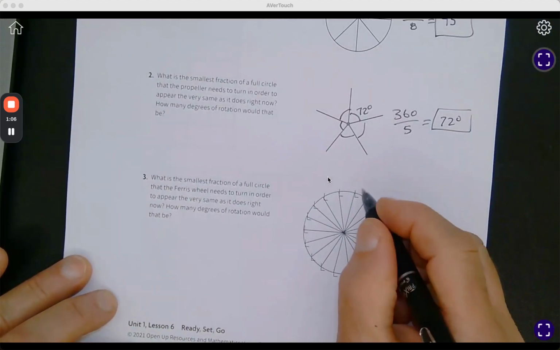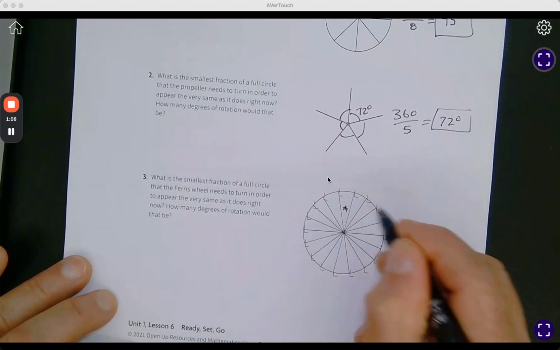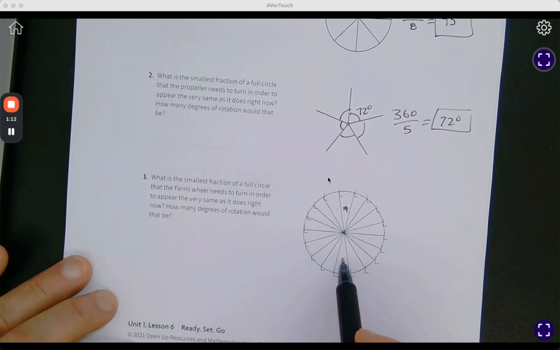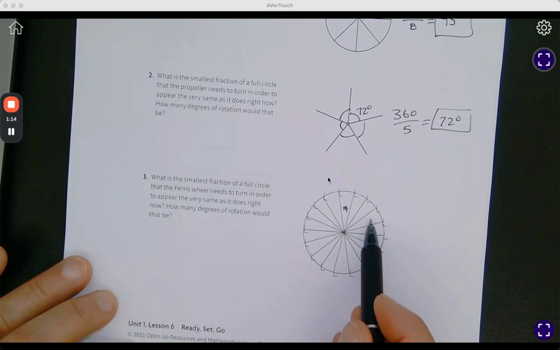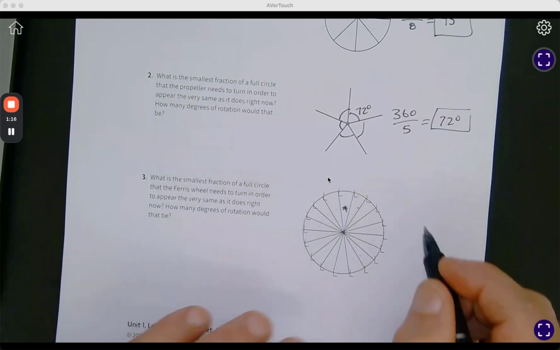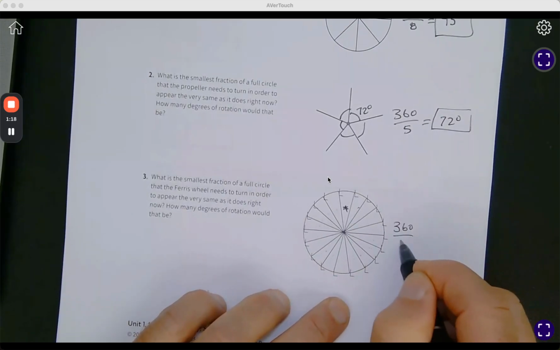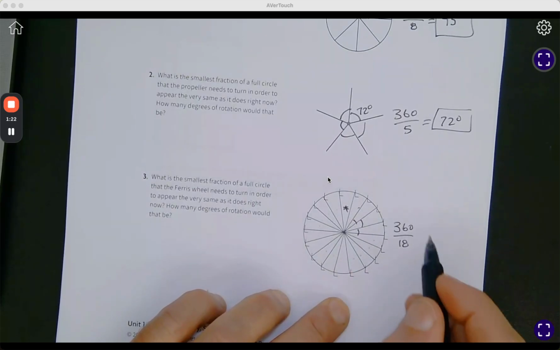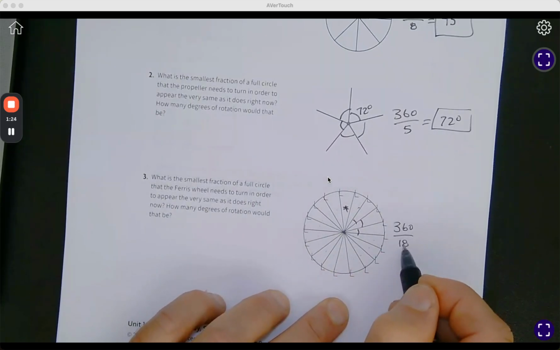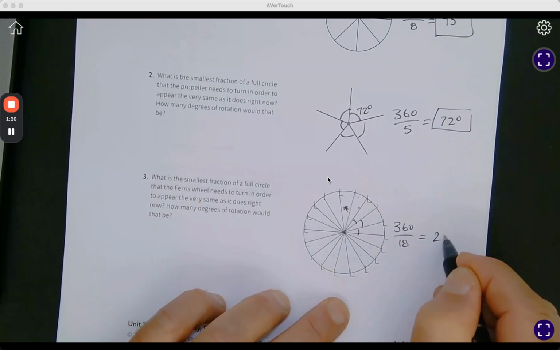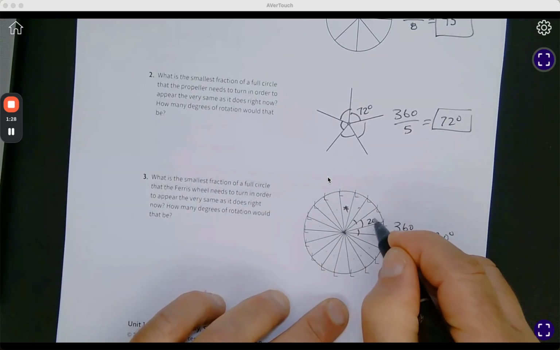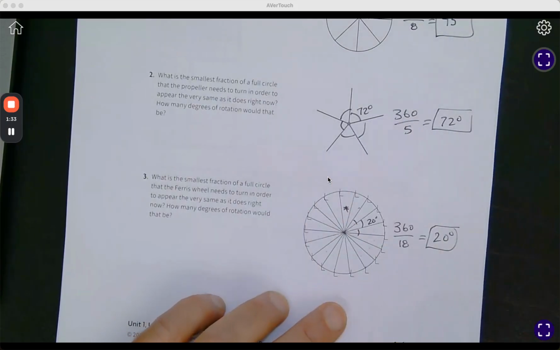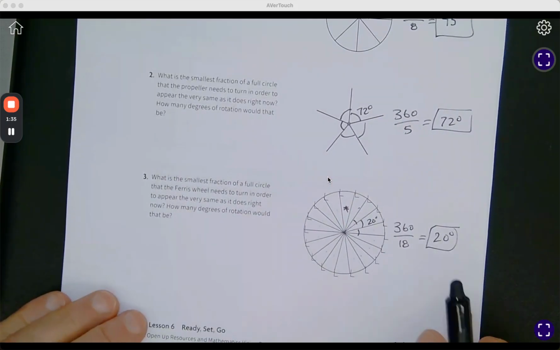I better put a mark where I'm going to start my count. I'm going to start it there. 1, 2, 3, 4, 5, 6, 7, 8, 9, 10, 11, 12, 13, 14, 15, 16, 17, 18. So I'm going to take 360, divide it by 18, because all of these 18 angles are the same. If I take a full circle and divide it by how many angles there are, that will get me what each angle measure is. So 20 degrees will get this to look exactly like it does now. All right, that wasn't bad.